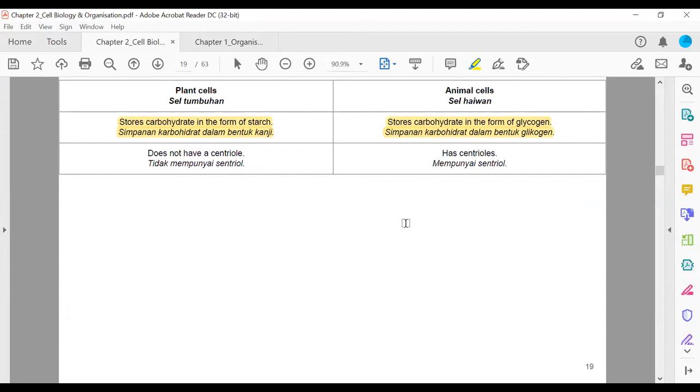Kita tahu bahawa tumbuhan, plants can carry out photosynthesis. So bila plants carry out photosynthesis, they produce glucose. Glucose ni ialah sejenis karbohidrat. So bila the rate of photosynthesis, apabila kadar photosynthesis sangat tinggi, the plant produces a large amount of glucose.